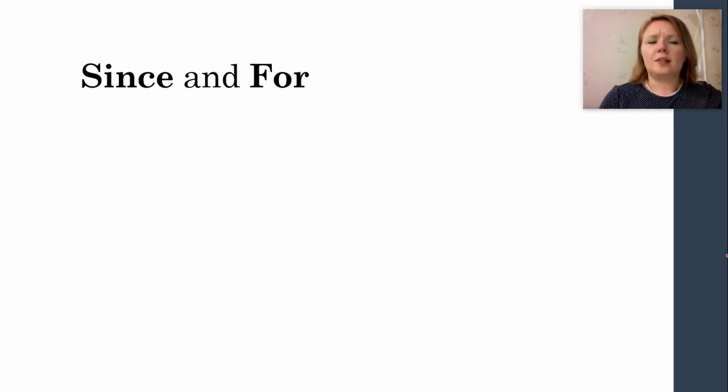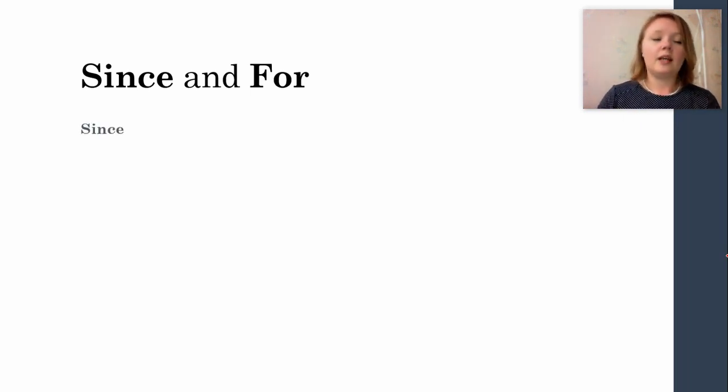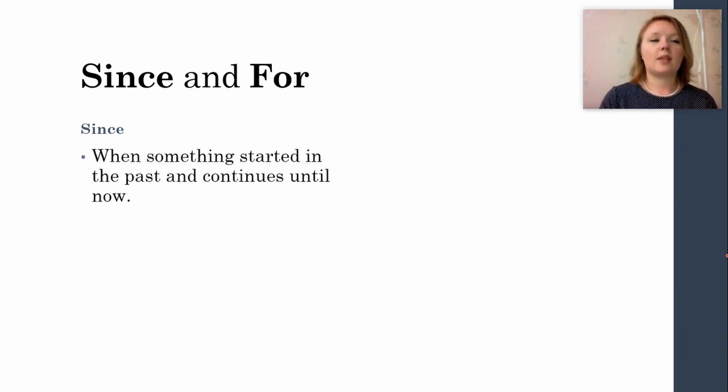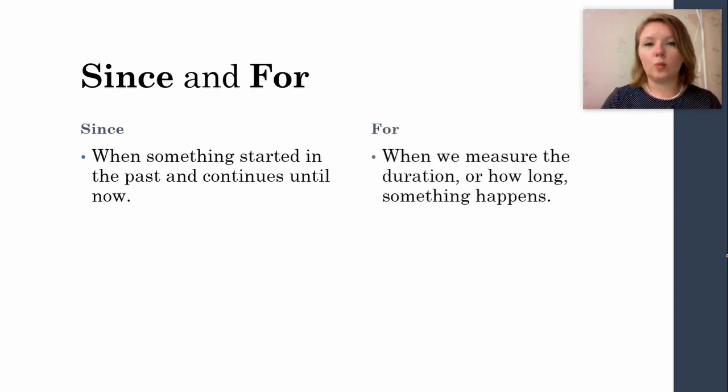Let's look at these words. These are words that are used to talk about how long we have been doing something, how long we have had something, right? These are words to talk about time. So let's start with the word since. We use the word since to talk about when something started in the past and continues until now. For is a word we use to measure the duration or how long something happens.